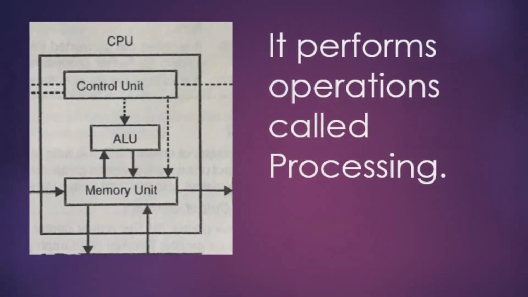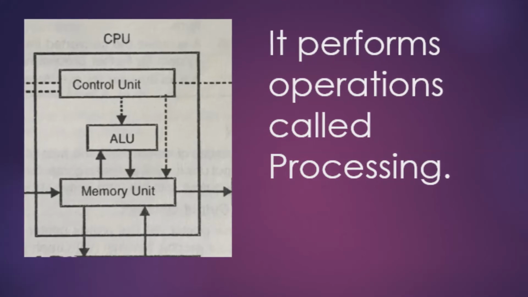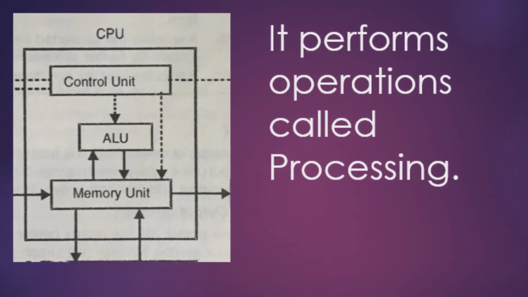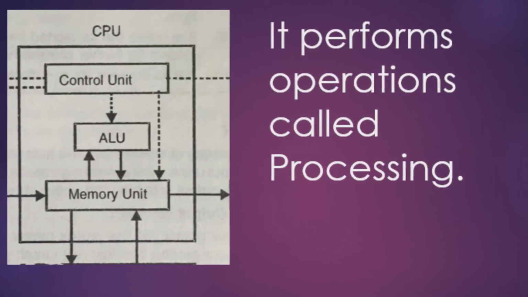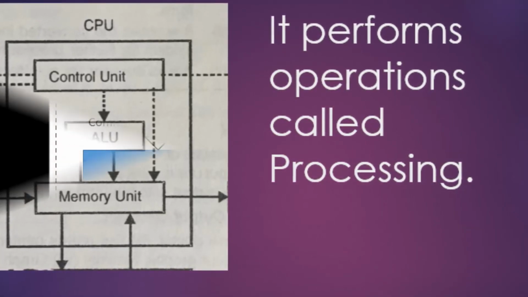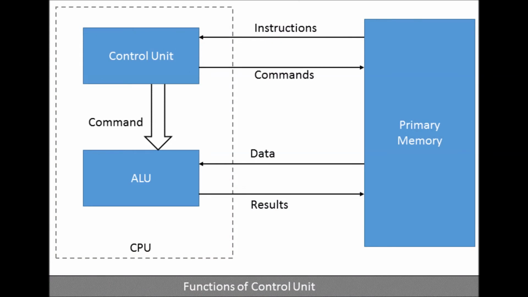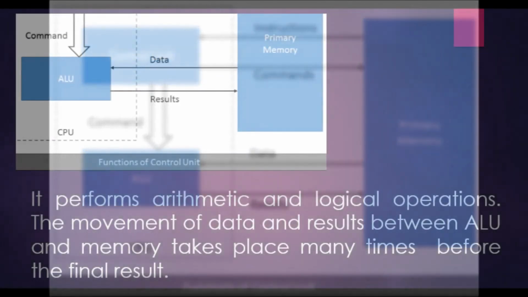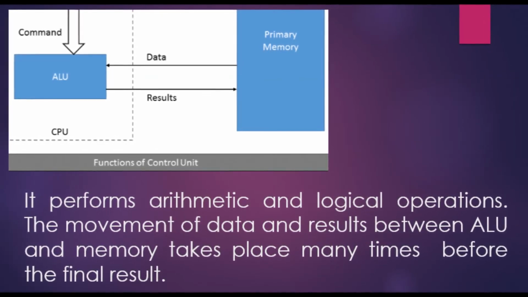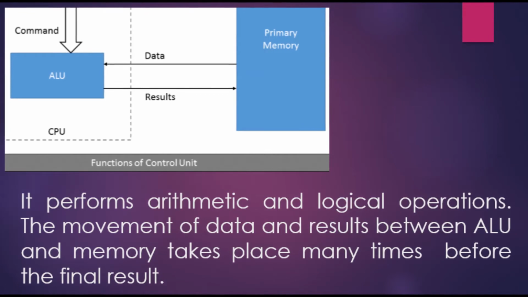The next is the CPU, the central processing unit. It performs operations. And what is this called as? Performing operations is called processing. And the CPU includes the following parts. Control unit, shortly called as CU. As we see in the diagram, it is responsible for ensuring that instructions are followed in proper sequence. The next is the arithmetic and logic unit, shortly called as ALU. It performs arithmetic and logical operations.